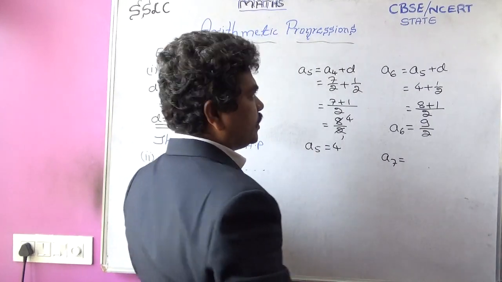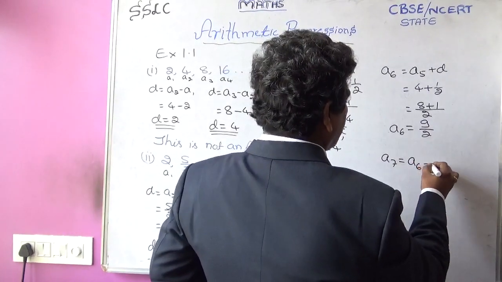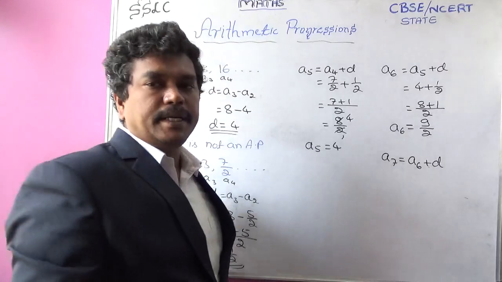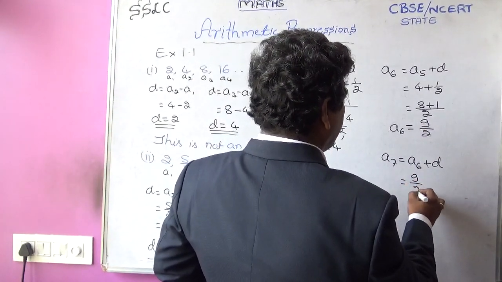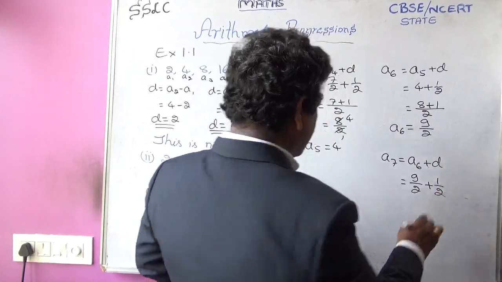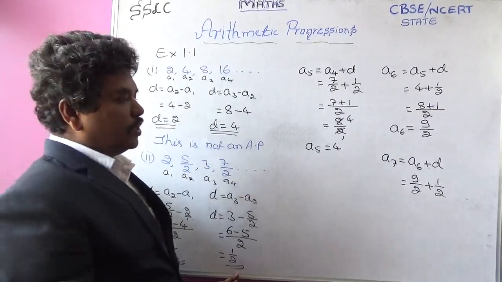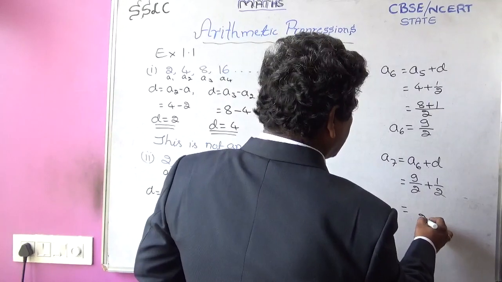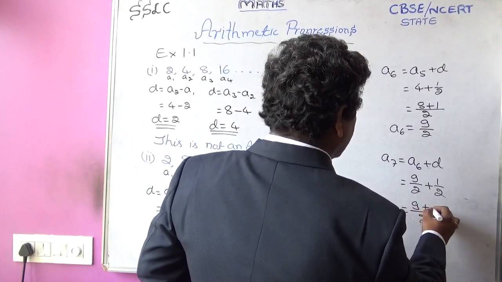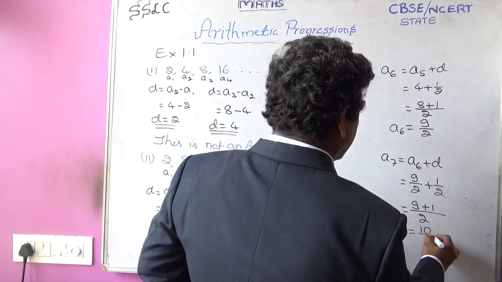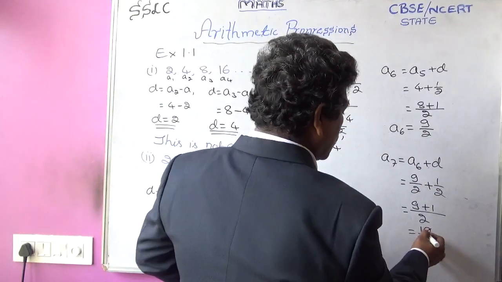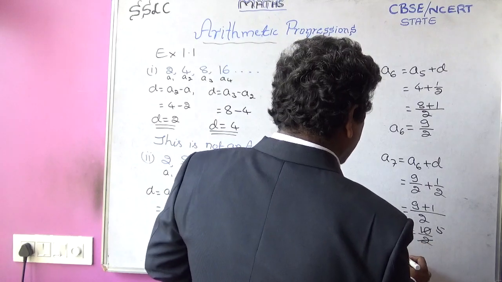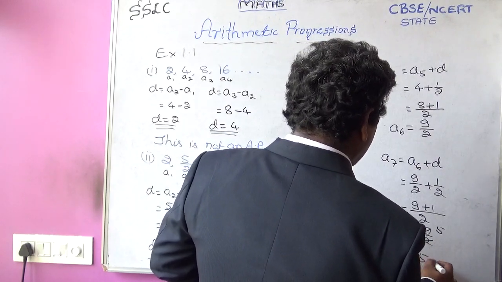How can you write the 7th term? For the 6th term, we have to add D again. The 6th term is 9 by 2. 9 by 2 plus D, which is half. Here both the denominators are the same, so you write the numerator as it is, 9 plus 1. That is equal to 10 by 2. So 2 5s are 10, that is A7 is equal to 5.